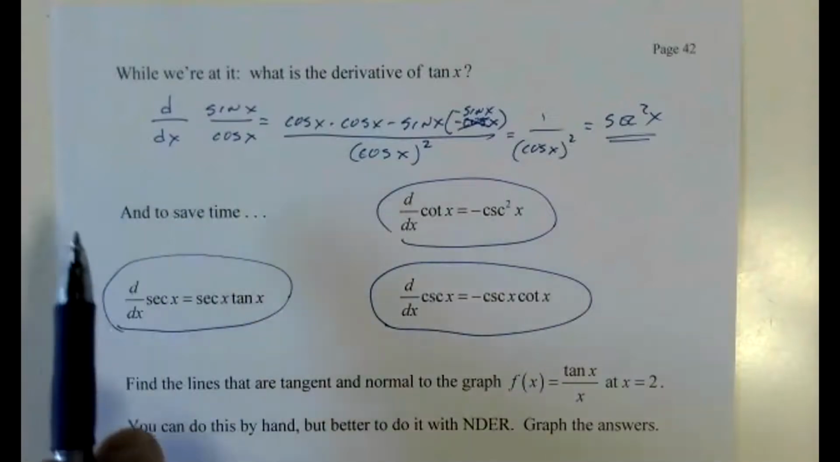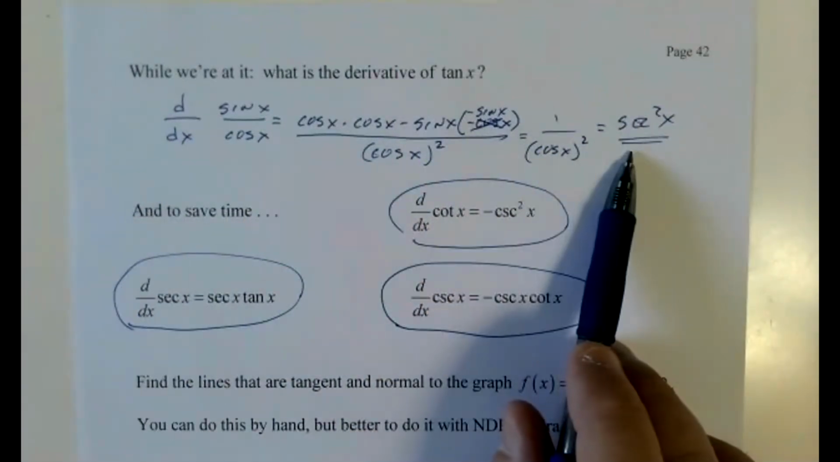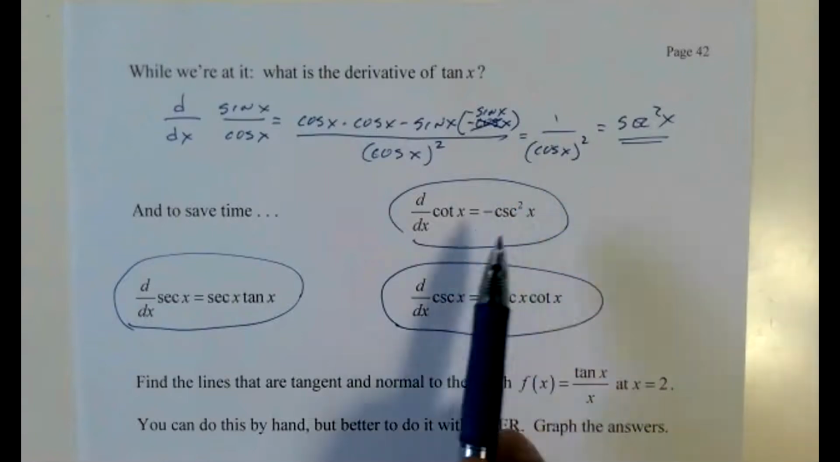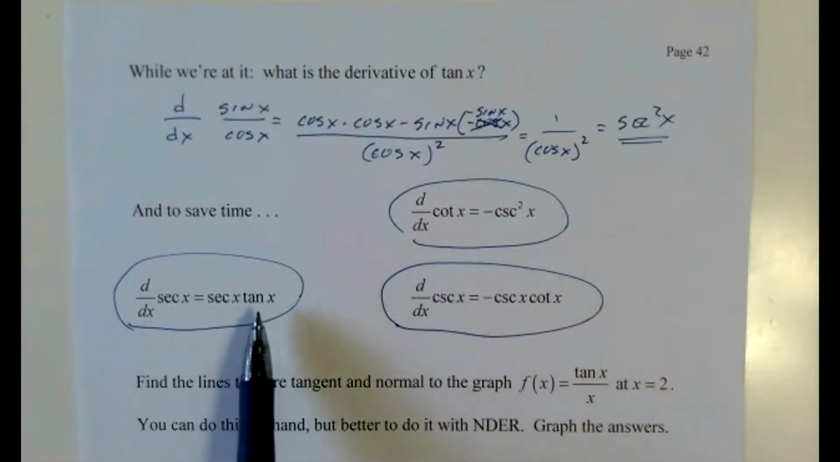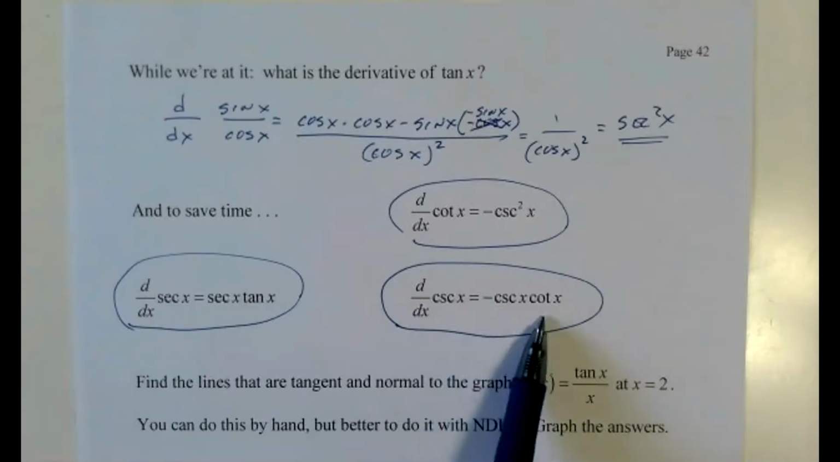Derivative of sine is cosine. Derivative of cosine is negative sine. Derivative of tangent is secant squared. Derivative of cotangent is negative cosecant squared. Derivative of secant is secant tangent. Derivative of cosecant is negative cosecant cotangent.